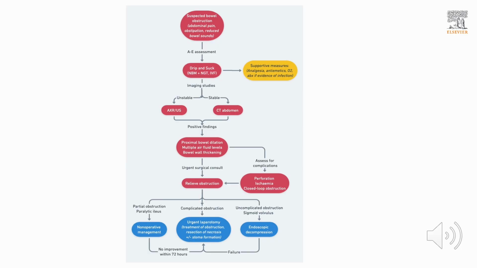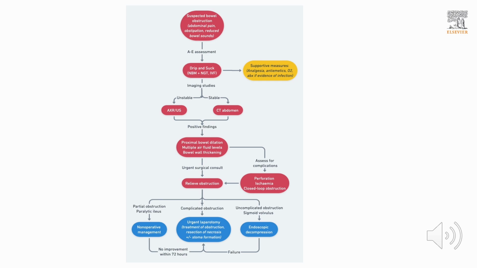The approach to bowel obstruction is provided as an overview in this flowchart. In patients with clinical features consistent with bowel obstruction, an A to E assessment should be performed and immediate conservative measures implemented, colloquially described as drip and suck, and the patient should be made nil by mouth with an NG tube replacement to proximally decompress stomach contents and reduce pressure on the bowel, and intravenous fluids to replace intra-abdominal losses. Further supportive measures include analgesia, antiemetics, oxygen as required, and antibiotics if there is evidence of associated superimposed infection.